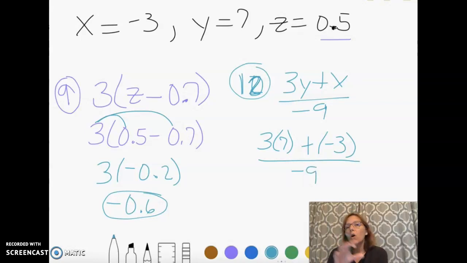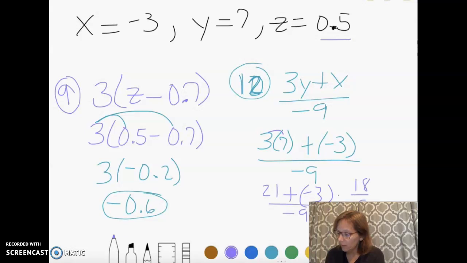Now, when I have all numbers in my division expression, I'm going to work out everything on top before I divide. So we're going to do all this calculation on the top and then we're going to divide last. So 3 times 7 is 21. And then I still have plus my negative 3. And it's still all over negative 9. So now I'm going to do 21 minus 3, or plus a negative 3, which is going to be 18. So that gives me 18 over negative 9.